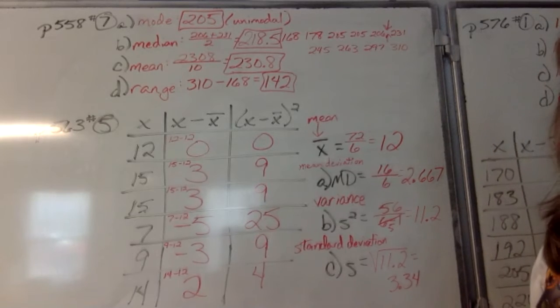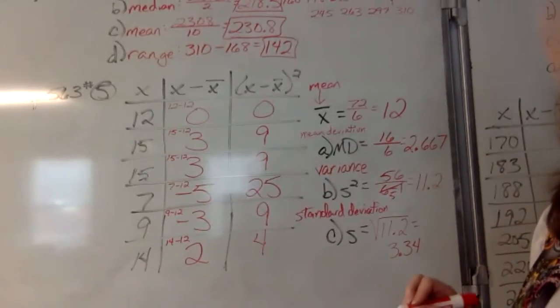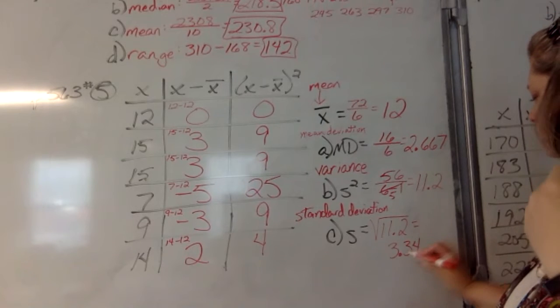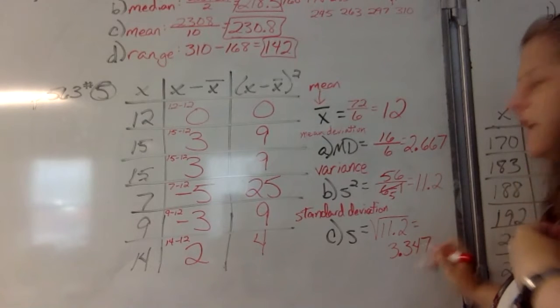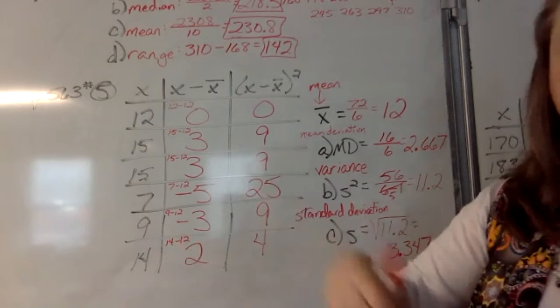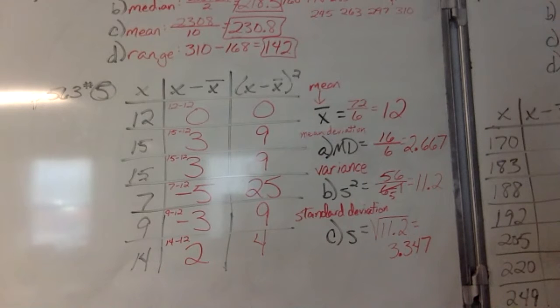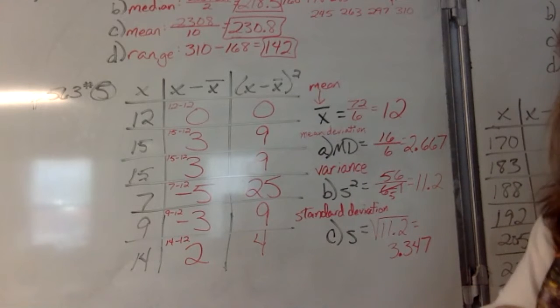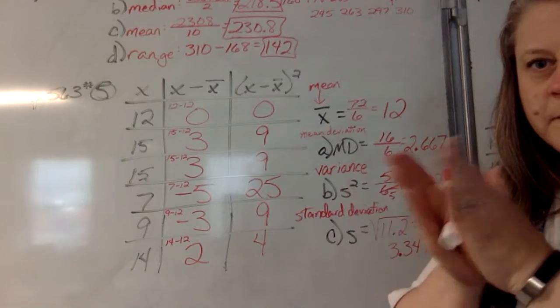What's it round to? A 7? Yep, because you have a 6 followed by another 6, so it rounds up. Oh, yeah. Okay. So, everybody got that? Yes, ma'am. Okay.